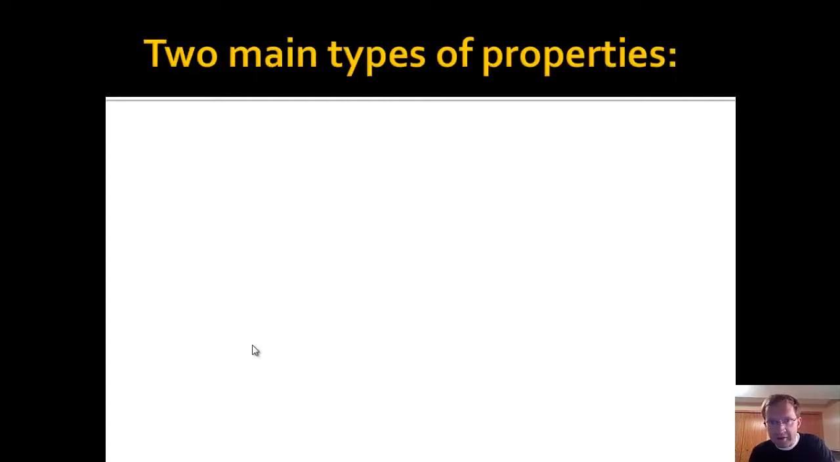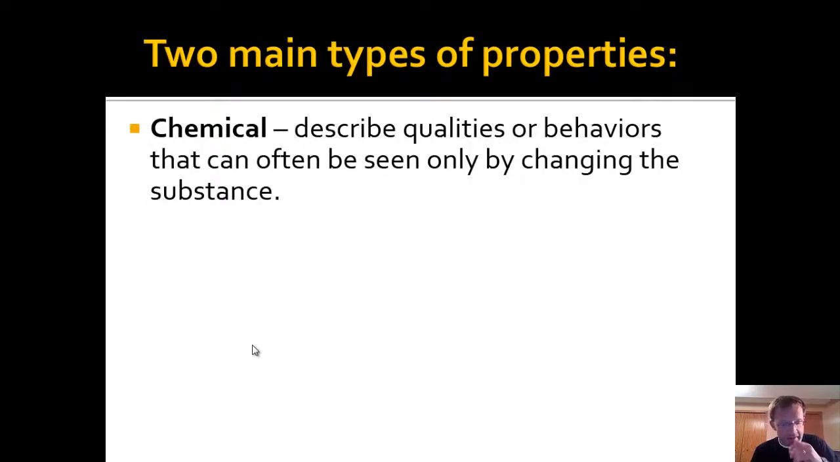There are two kinds of properties, just like there was with change. There are chemical properties. These describe the qualities or behaviors that can often be seen only by changing the substance. So unfortunately, it's hard to prove certain chemical properties without wrecking the material that you start with. For example, it's hard to prove that, say, a piece of paper is flammable without burning the paper, at which point you no longer have the paper. So sometimes it's hard to prove these without destroying what you've got. Not that that's a real big deal, and a lot of times you don't have to because people just know that paper burns. But to prove flammability, for example, it often means destroying something that you're proving.